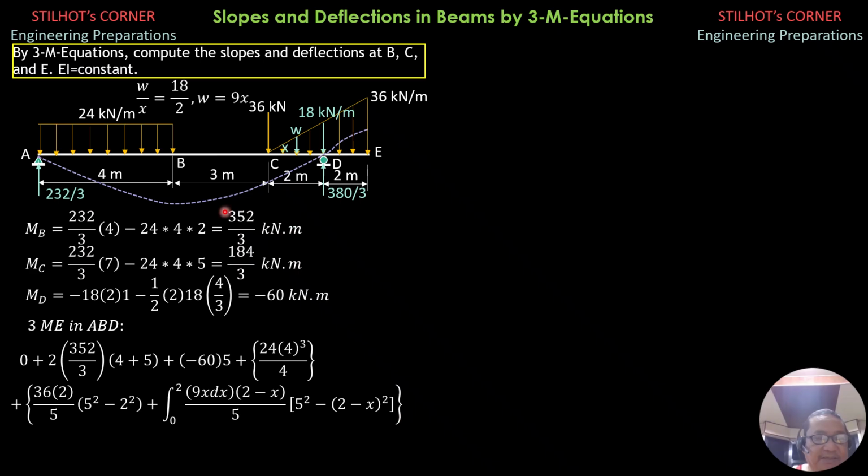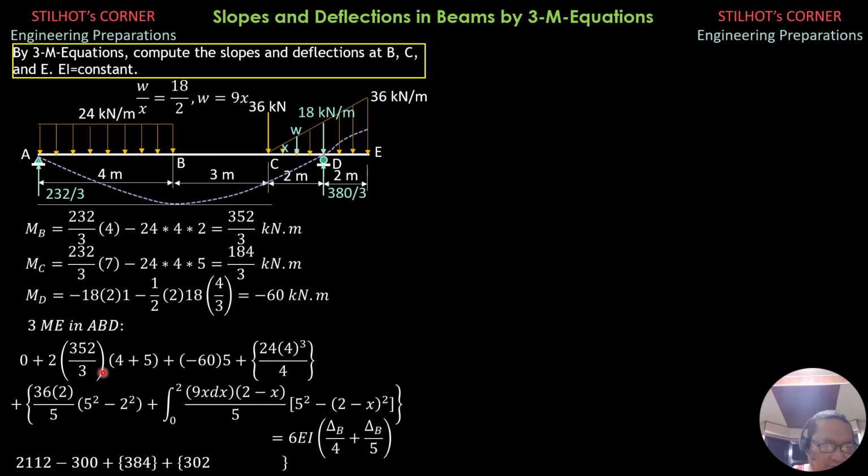Equals, since the reference tangent, reference horizontal line is through this point B, this is delta B, A is above that horizontal reference line through B, and delta D also is above by delta B. So substitute 6EI quantity delta B over 4 plus delta B over 5. Simplifying, this is 2112. This is negative 300. This is 384. This one is 302.4.